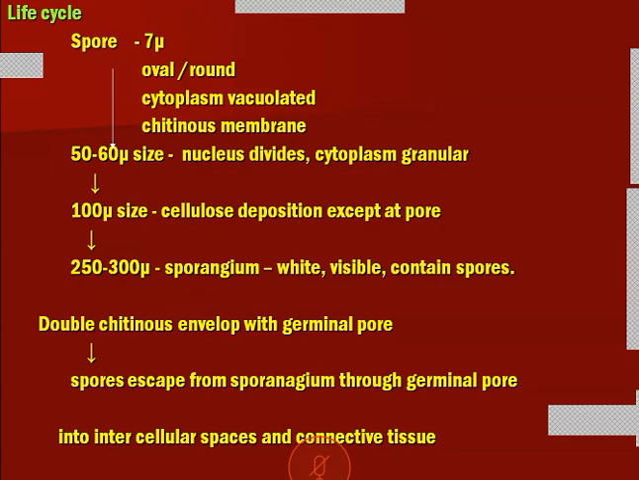The spores escape from the sporangium through the germinal pore. The germinal pore is at the level where the cellulose deposits are not there, and there is no chitinous membrane either. Through this very small pore the spores disperse out and spread into the tissue of the nasal cavity, the intercellular spaces and connective tissue, where they again start spreading and increasing in size.